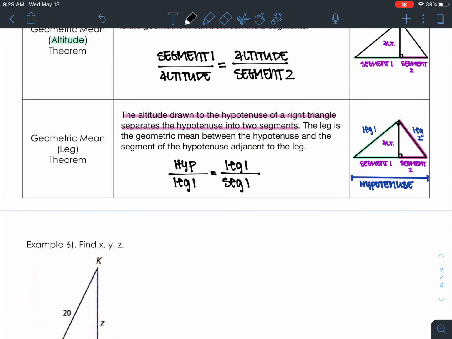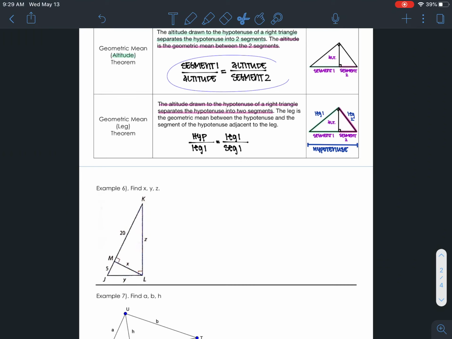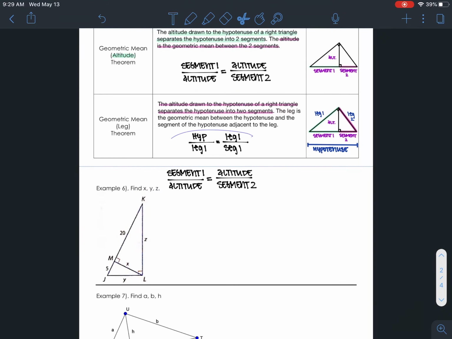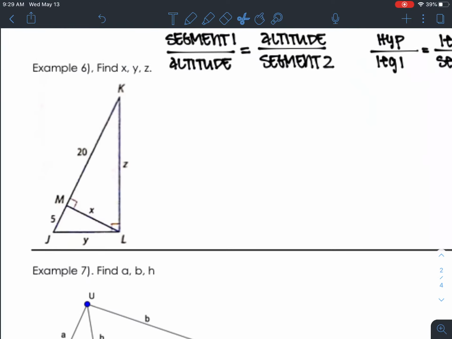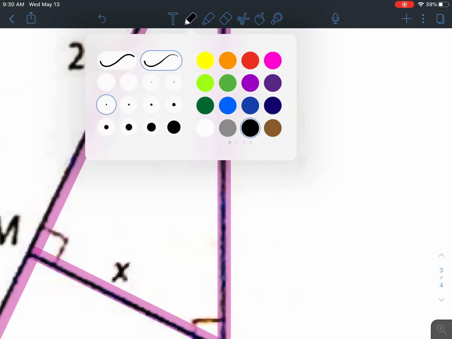Okay, so we're now ready to start applying this, okay? And I'm going to copy and paste both of these and put them on the top here so that I know these are the formulas that I'm using, okay? So let's take a look at a picture. So we have this full right triangle, okay? And so let's just label what we have, all right? So what is this segment right here? Well, this is our altitude right here, okay? So this is our altitude.